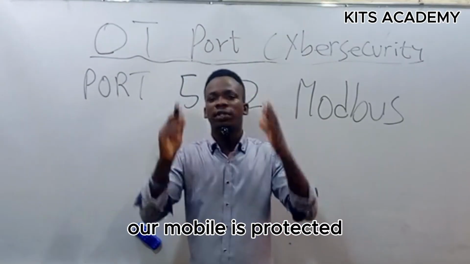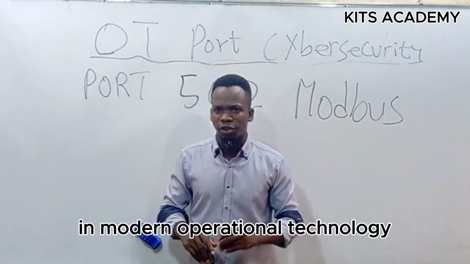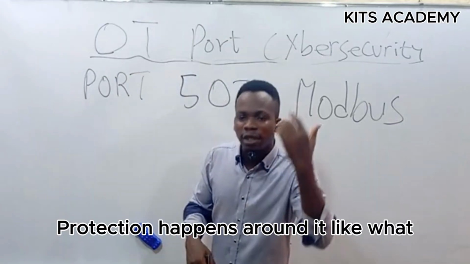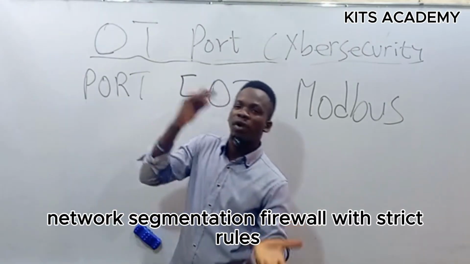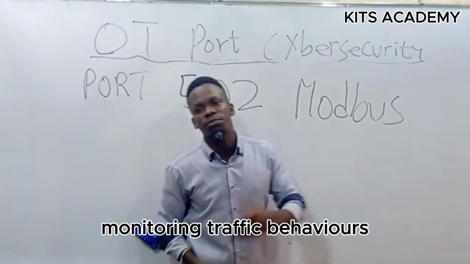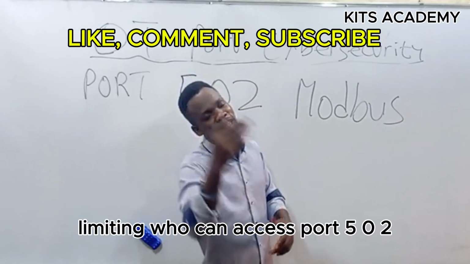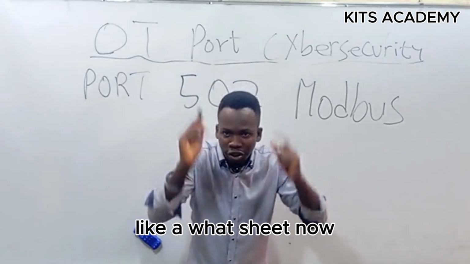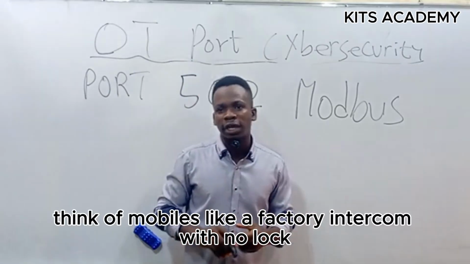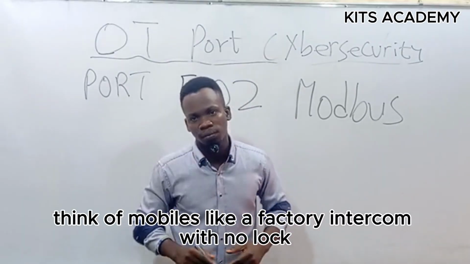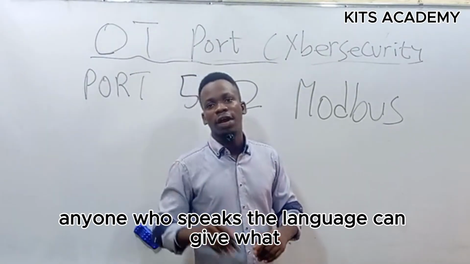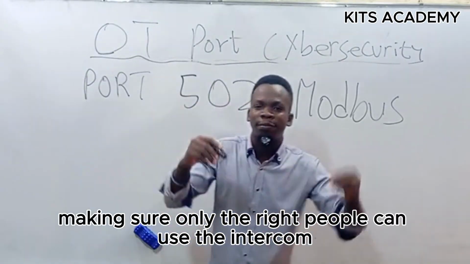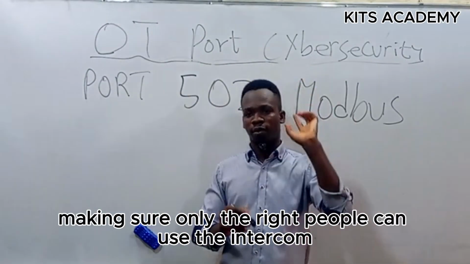How is Modbus protected in modern operational technology? Since Modbus is insecure, protection happens around it, like network segmentation, firewalls with strict rules, monitoring traffic behavior, and limiting who can access port 502. Security wraps Modbus like a shield. Now think of Modbus like a factory intercom with no lock. Anyone who speaks the language can give instructions. Security is about making sure only the right people can use the intercom.